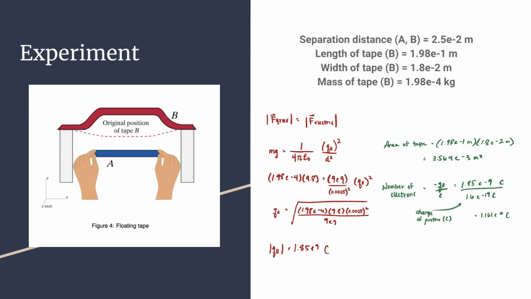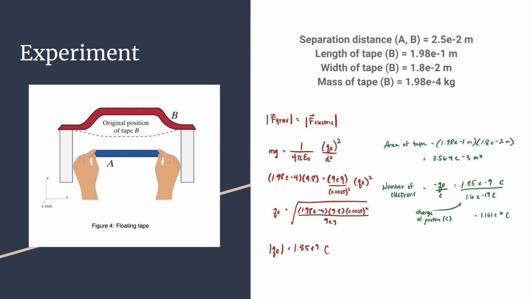This is a diagram of the setup of this lab. Here we're holding a charged piece of tape A below tape B, resulting in floating tape. In this lab, the distance between tape A and B is considered the separation distance and is measured to be 2.5e-2 meters. The length and width of tape B are 1.98e-1 meters and 1.8e-2 meters respectively.